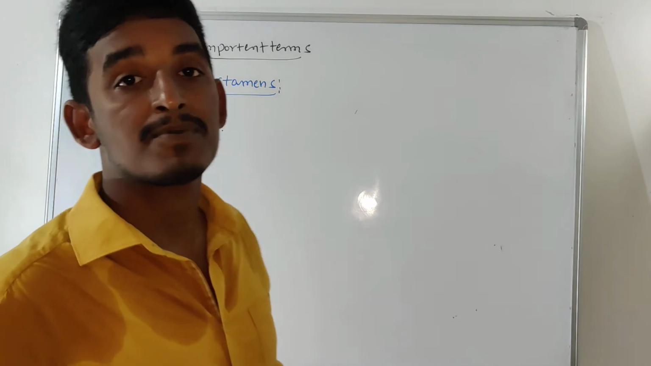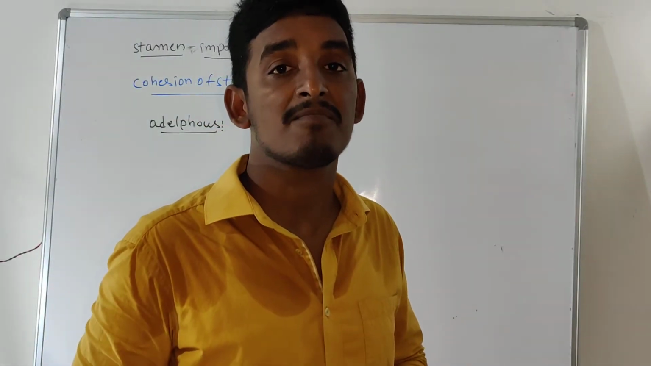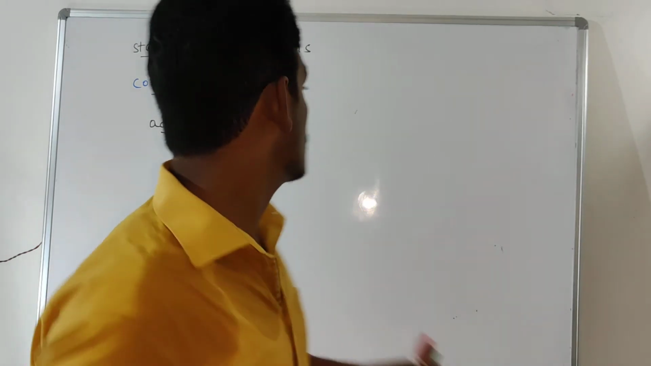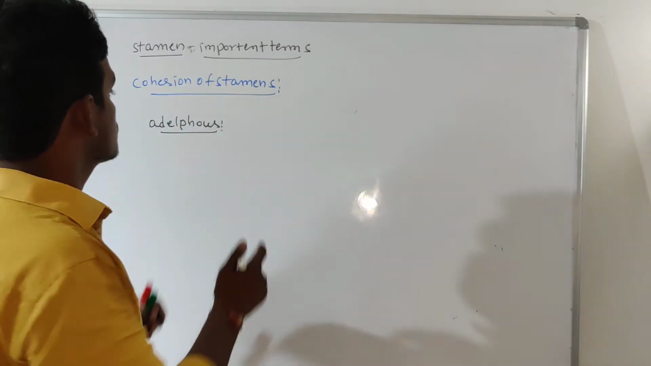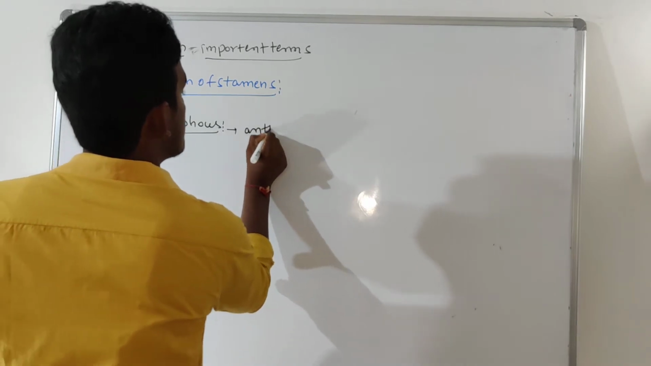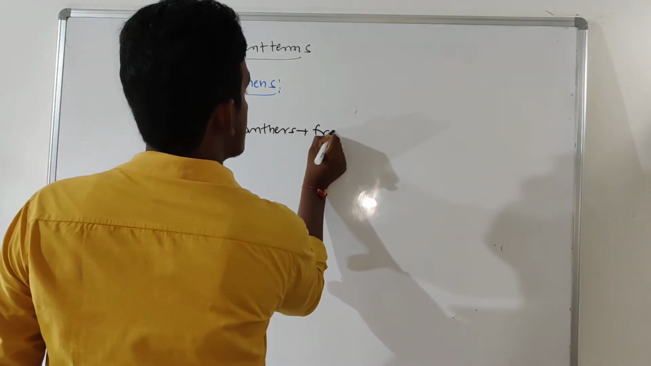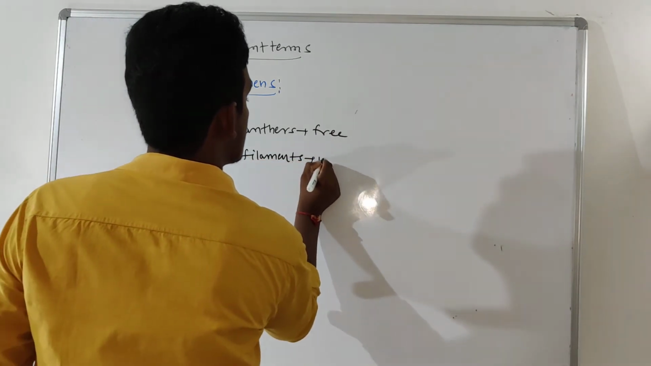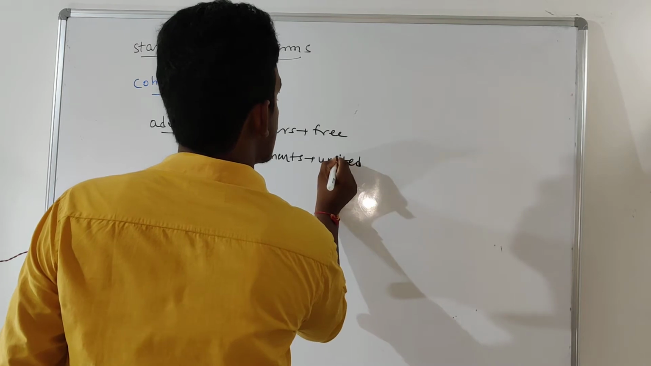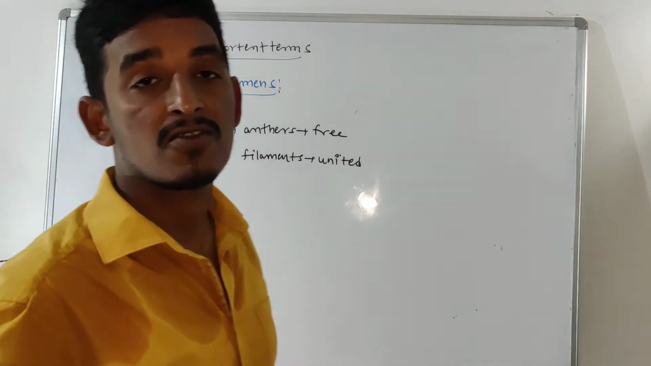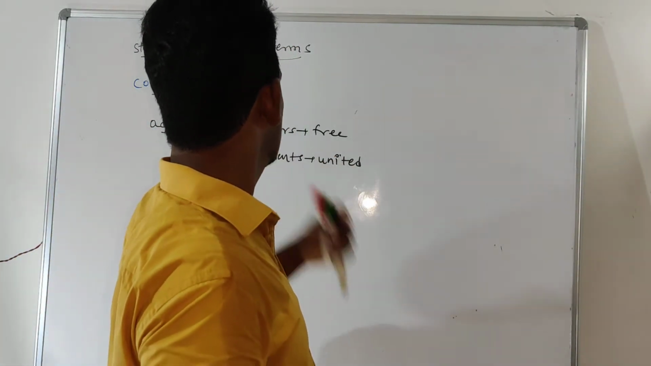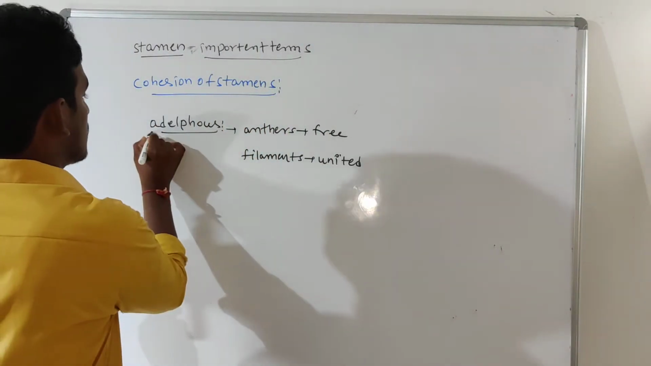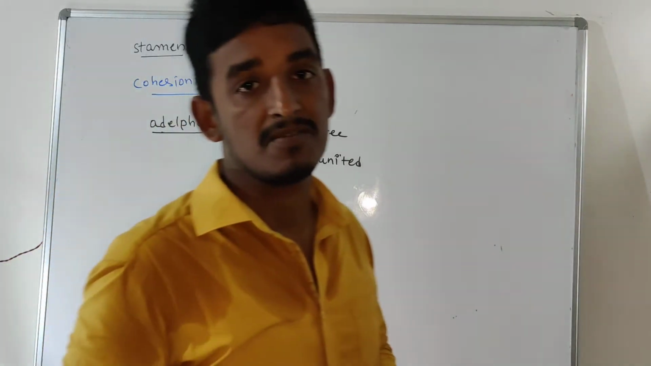So what is the adelphous condition? A stamen has mainly two parts, one is the anther, another is the filament. The adelphous condition means the anthers are free, but the filaments are united, right? So anthers are free, but the filaments are united. That type of condition we call the adelphous condition.